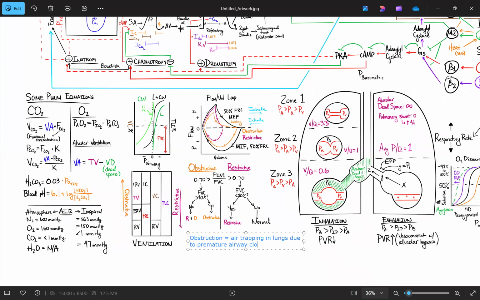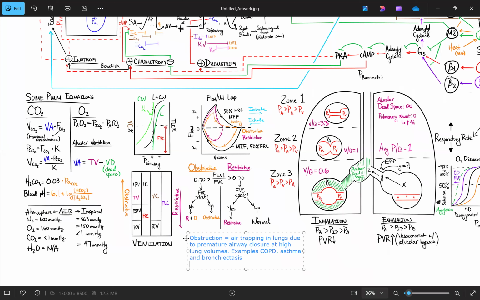versus a restrictive disease where for some reason you have, let's say, fibrosis. You can't get your lungs to expand as much. So the flow is not necessarily as effective. So as you see, the flow reaches a higher peak for exhalation, but well, the pressures aren't as affected, but the amount that you're able to breathe is restricted.